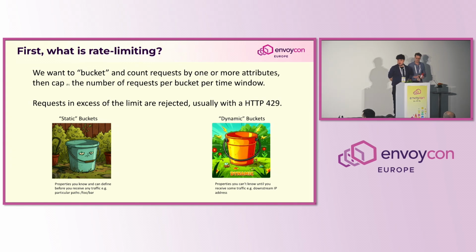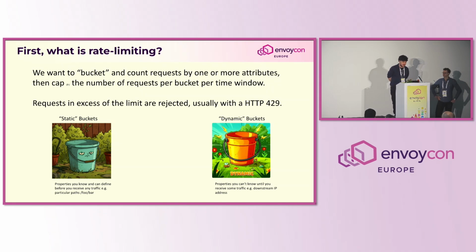I'm sure we're all roughly aware of what rate limiting is, but just to make sure we're on the same page, what is it? Well, we want to take some attributes of requests. We're talking about L7 HTTP requests here. Count the number of requests in a time window, and whenever that limit is exceeded, start rejecting them because it's too many.